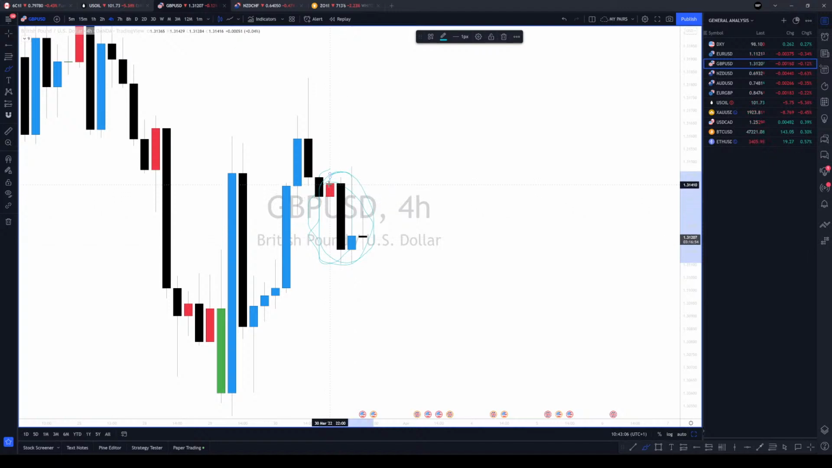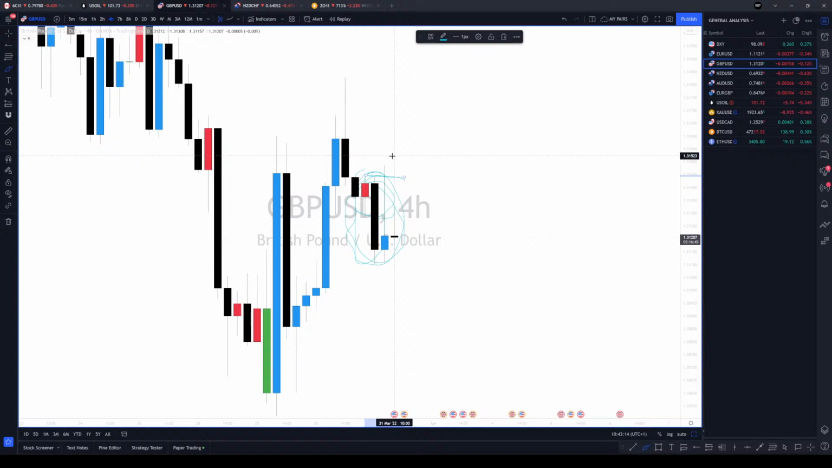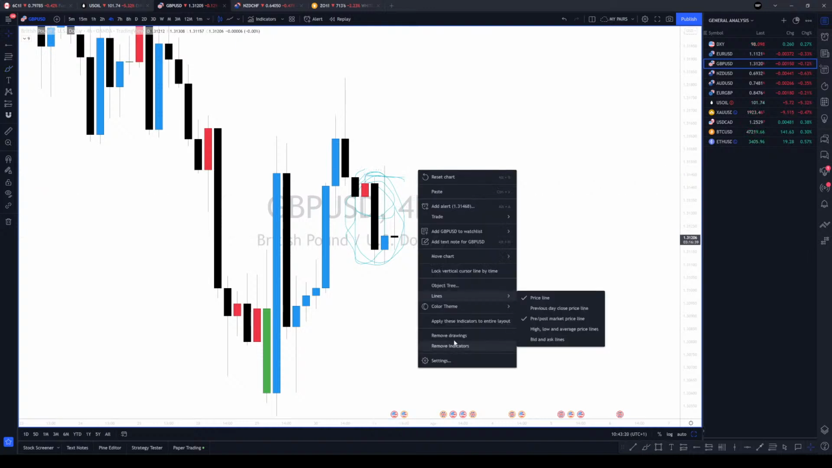So you can think about it this way. That's basically Asian range, and Asian range, they like to take out the high or the low. Right, perfect.